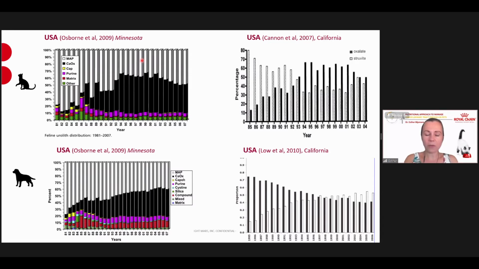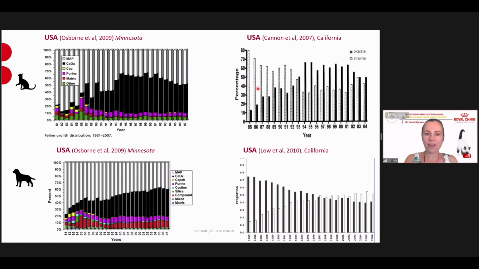So it is possible that over time there's actually an increased awareness of stones, and the total number of stones that is being diagnosed is increasing. But relative to each other, struvite seems to be decreasing over time, and calcium oxalate seems to be increasing, or at least this is true for a study published in 2009.